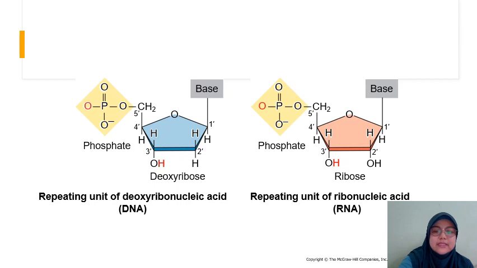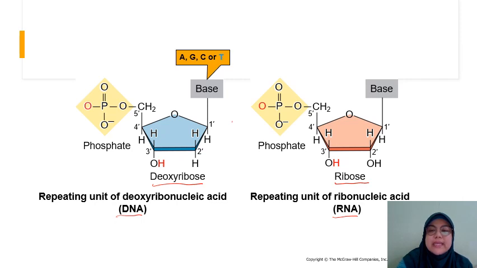Here we have DNA and RNA. So DNA and RNA, the major difference is in the pentose sugar, where DNA consists of deoxyribose pentose sugar, and RNA has a ribose sugar. For DNA, the bases would consist of A, G, T, C, while in RNA, the bases would be A, G, C, or U.